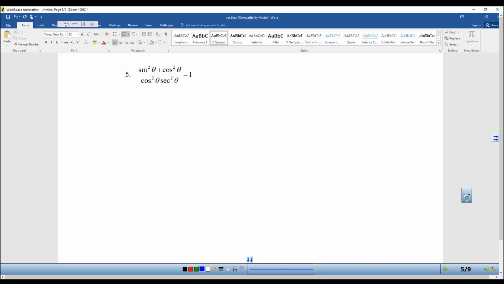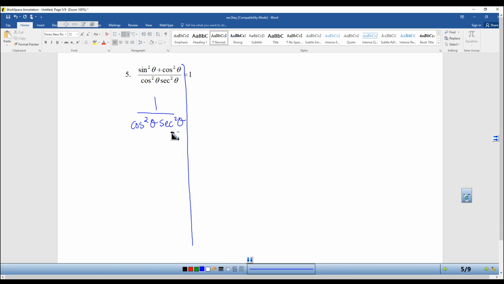Number 5. So I'm giving you a second here because I want to see if you see it. Do you see it? There it is again. Sine squared theta plus cosine squared theta is 1. We are much closer to our answer already. And then there's 2 ways to tackle it from here.